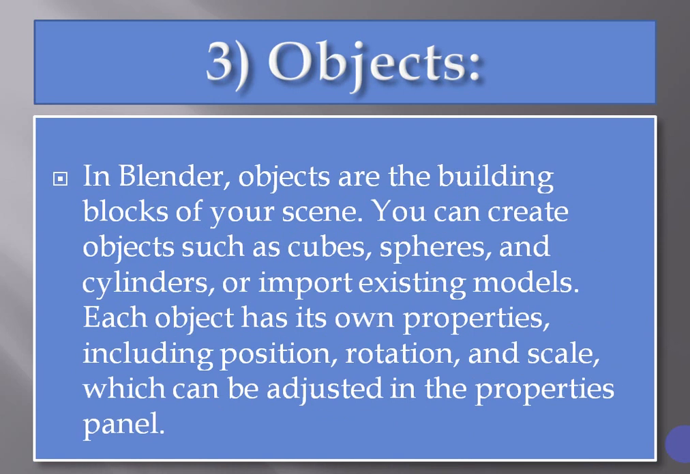Number 3. Objects. In Blender, objects are the building blocks of your scene. You can create objects such as cubes, spheres, and cylinders, or import existing models. Each object has its own properties including position, rotation, and scale, which can be adjusted in the properties panel.